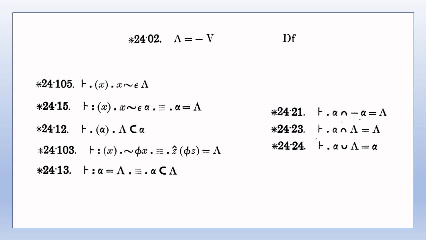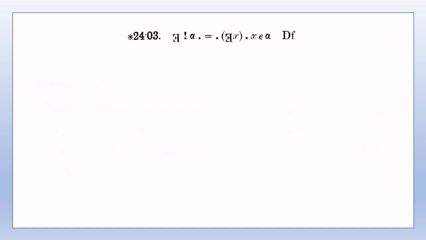24.03 defines what it means for a class to exist, and definition 24.03 says that a class exists when there is an object x such that x is a member of the class. That is, a class exists in the sense of definition 24.03 when it contains at least one member, which is confirmed on page 30 of the introduction. A class is said to exist when it has at least one member.